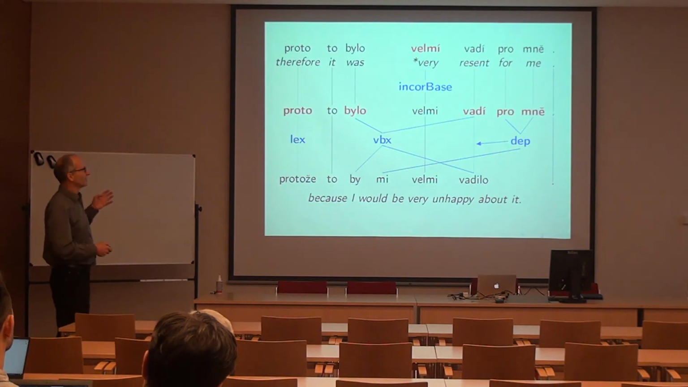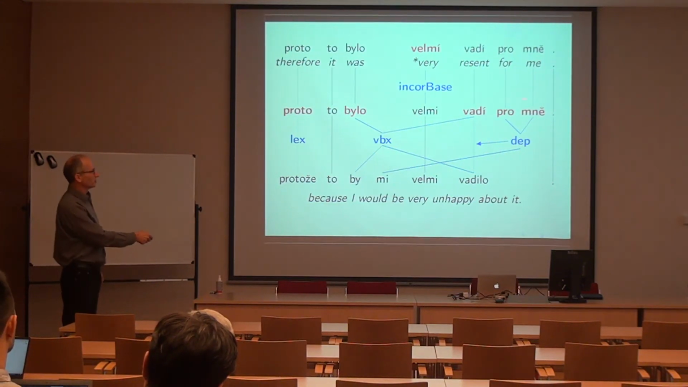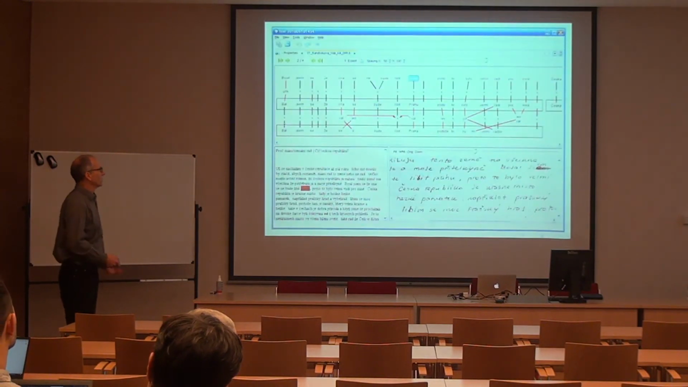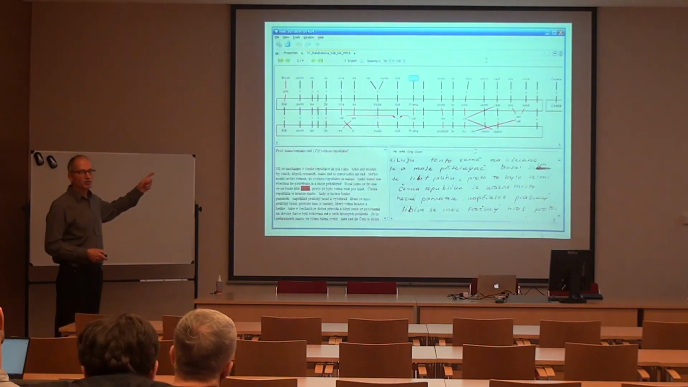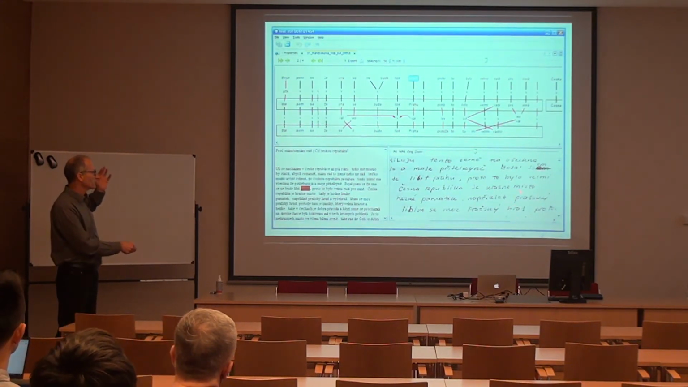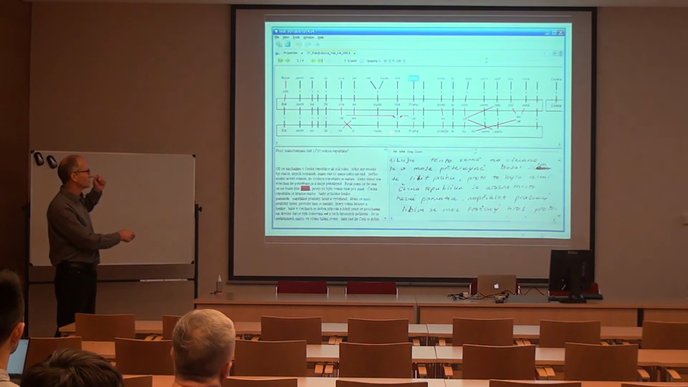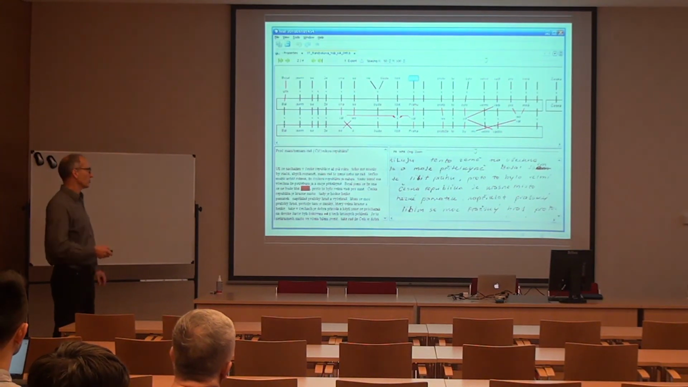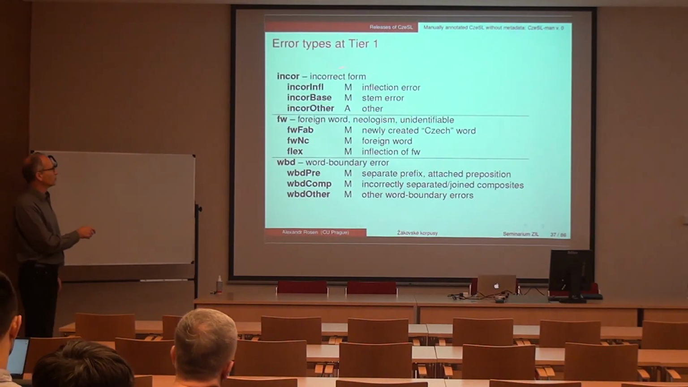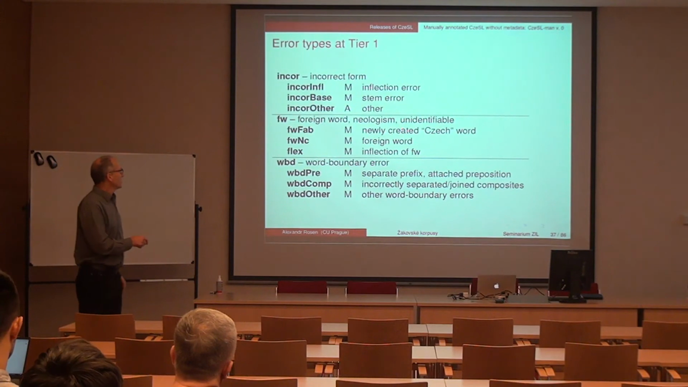You can also turn a prepositional phrase into just one form, and so on. So this is the tool that was used for the annotation. It worked quite nicely. You have the original text there, and you do these corrections by dragging a mouse around and picking which type of error. So these are the error types. So these were for individual forms.